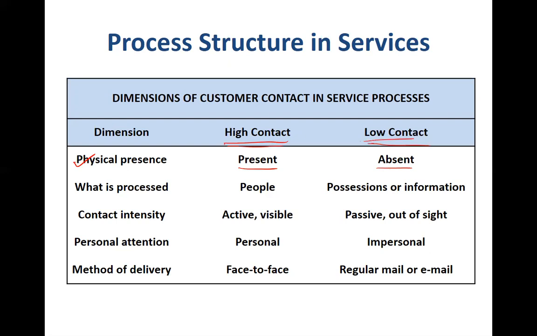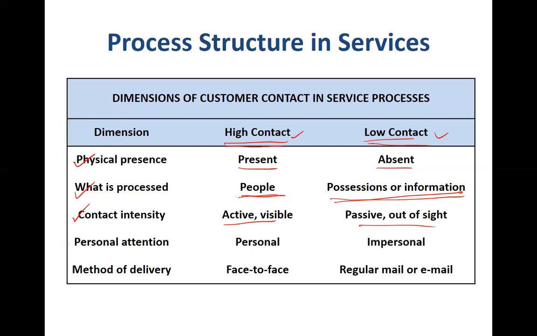The second could be what is being processed. Is it the person's expectations, requirements, or possessions or information about the person? And that again will dictate whether it's a high contact service process or a low contact service process. The contact intensity: active, visible intensity of contact with the customer in high contact settings, whereas passive, out of sight in a low contact setting. So there would be different types of service processes that will fit into these two categories.